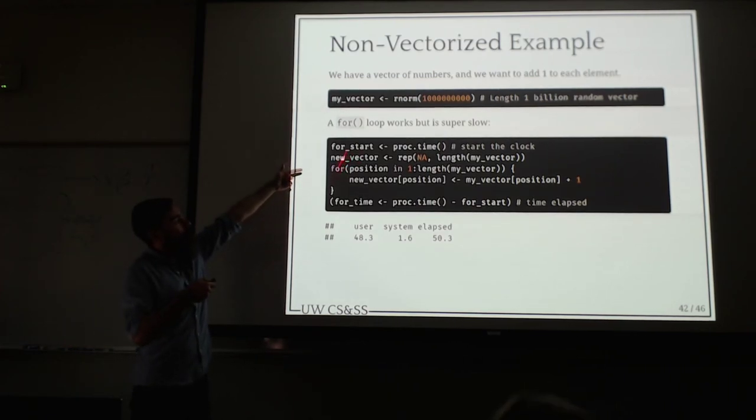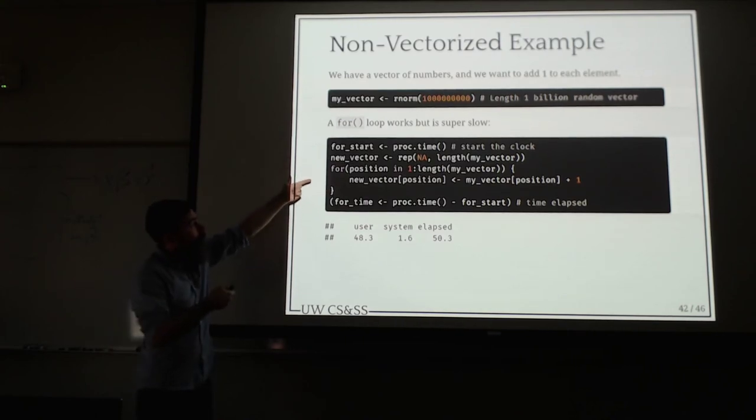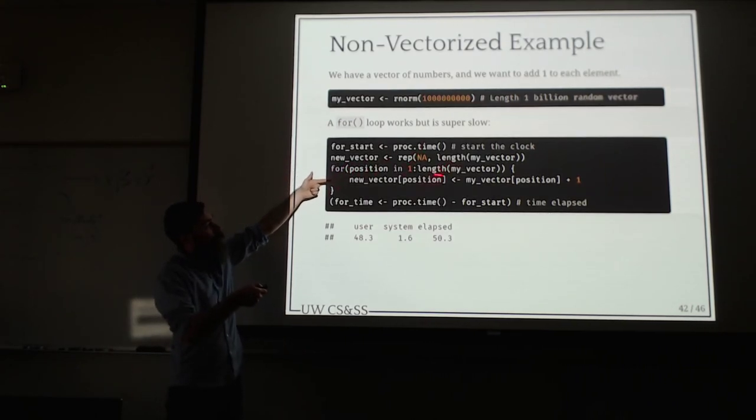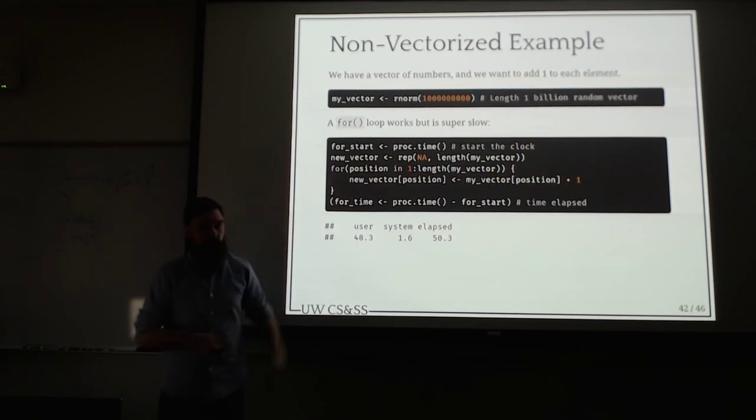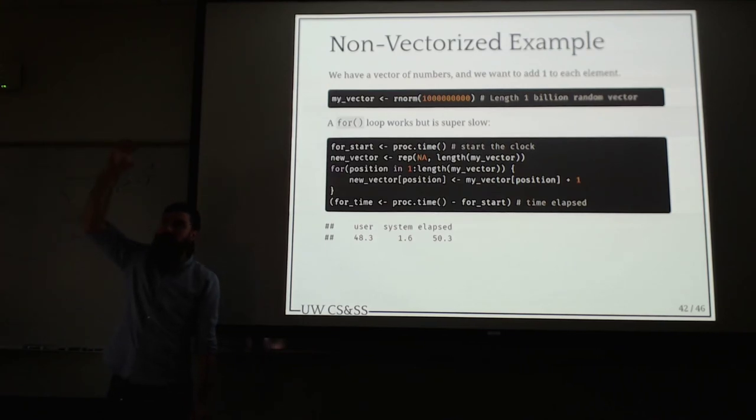So if I do a loop where I say the new vector is going to begin with pre-allocating NAs equal in length to my vector, so I'm making another 1 billion element vector, then I just say for position in 1 to length of vector, new vector's position equals the previous vector position plus 1. This is saying this is a length 1 billion vector, first element, make the first element of this other 1 billion vector equal to this element plus 1, this element plus 1, this element plus 1, this element plus 1, one at a time. 1 billion calculations, boom, boom, boom.